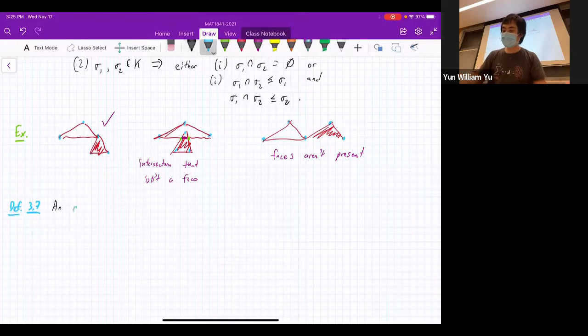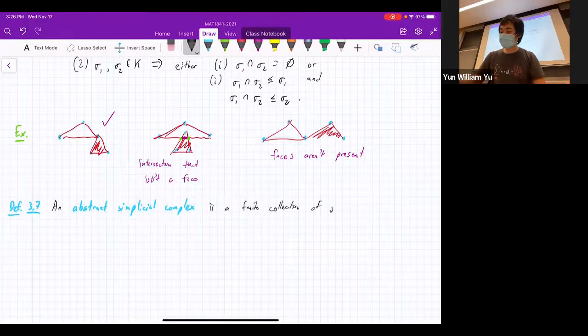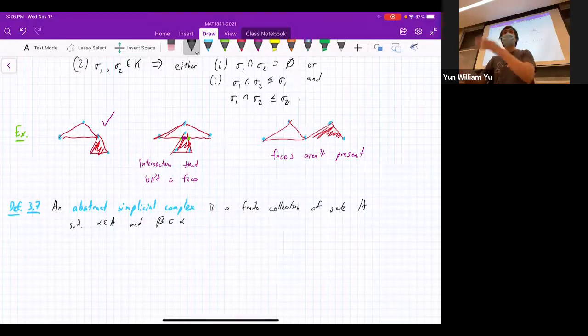So an abstract simplicial complex is a finite collection of sets A such that, if alpha is in A and beta is contained in alpha, then beta is also in A. So remember, this is a collection of sets, so A is a set of a bunch of sets. If alpha is one of the sets in A and beta is a subset of alpha, that implies that beta is also in A.